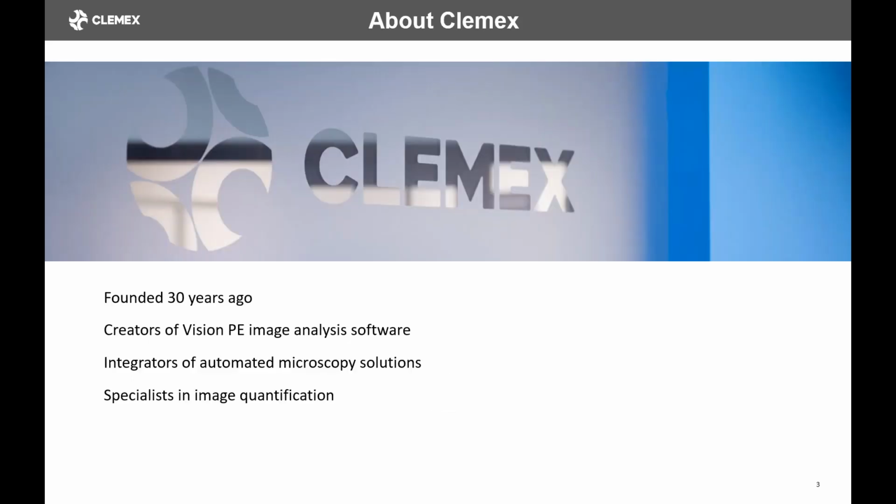So Clemex was founded about 30 years ago by some creative people who were interested in image analysis, and they developed Vision PE, which is our flagship software. And over the years, integration of hardness testers as well, but also microscopes and all the hardware that is required for a complete system to work.